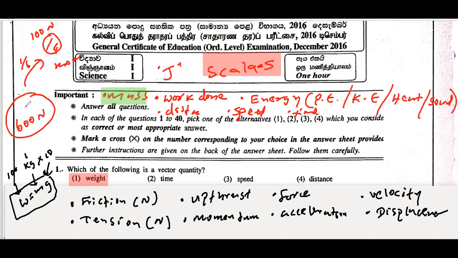So that is one of the best examples. The weight changes with the place, or weight changes with the gravitational acceleration. So those things are important in upcoming papers. They can test these things again, right?